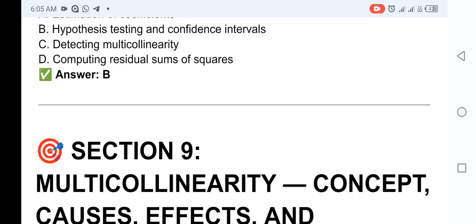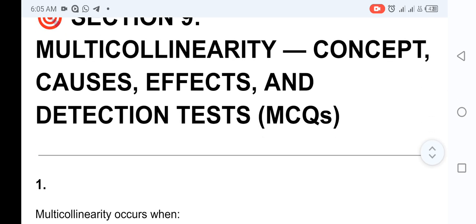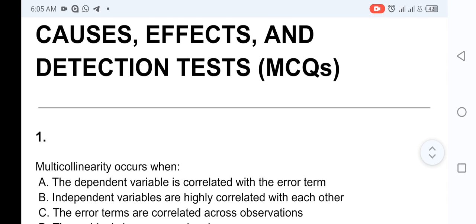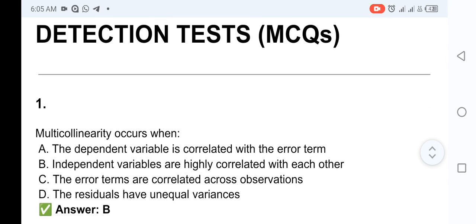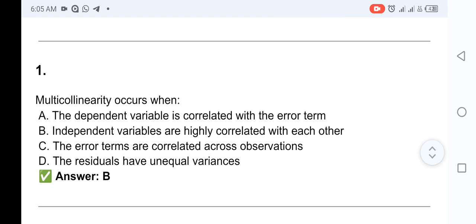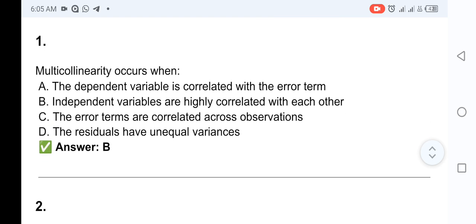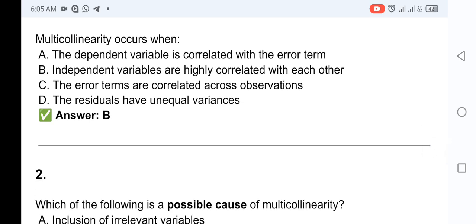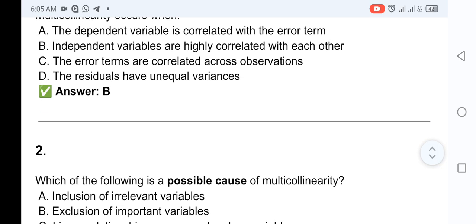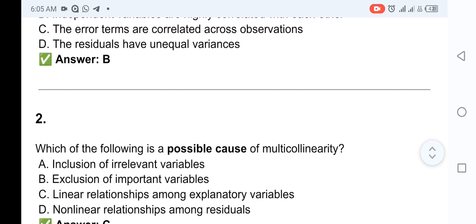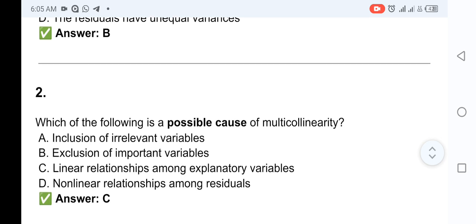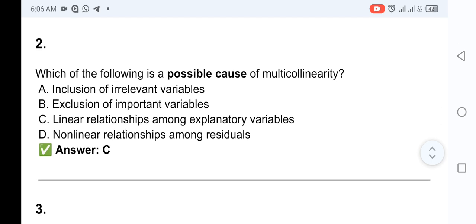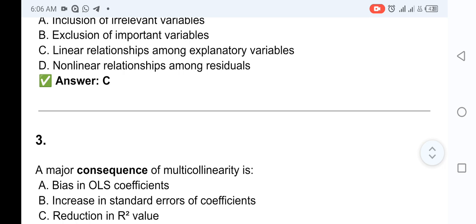1. Multicollinearity occurs when: A. The dependent variable is correlated with the error term. B. Independent variables are highly correlated with each other. C. The error terms are correlated across observations. D. The residuals have unequal variances. Answer B. 2. Which of the following is a possible cause of multicollinearity? A. Inclusion of irrelevant variables. B. Exclusion of important variables. C. Linear relationships among explanatory variables. D. Nonlinear relationships among residuals. Answer C. 3.